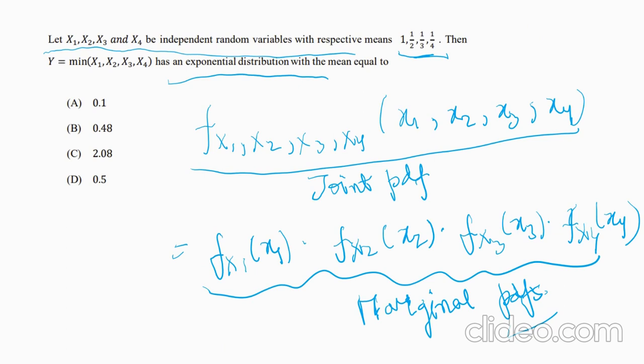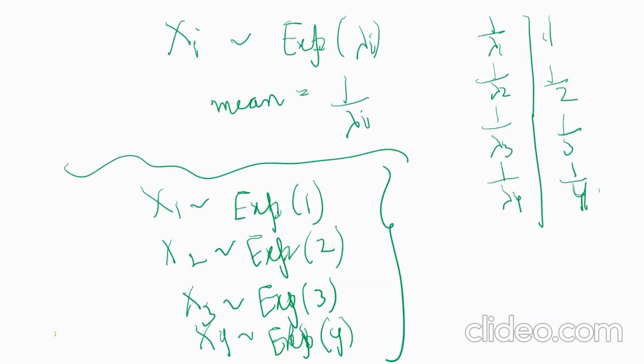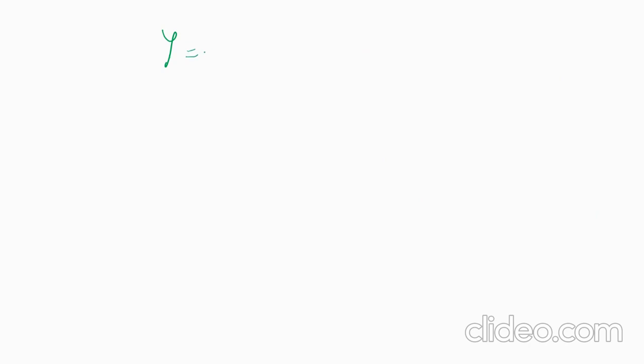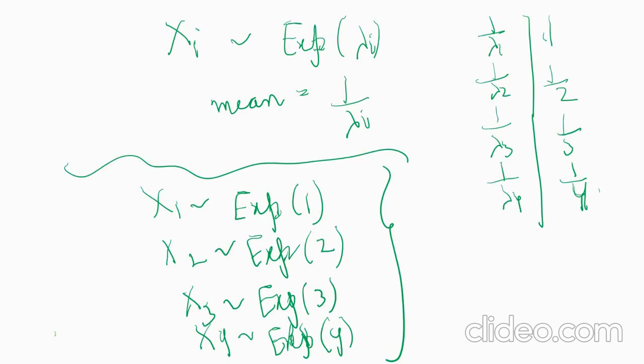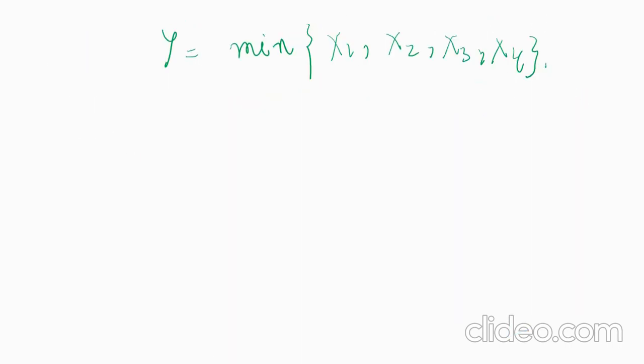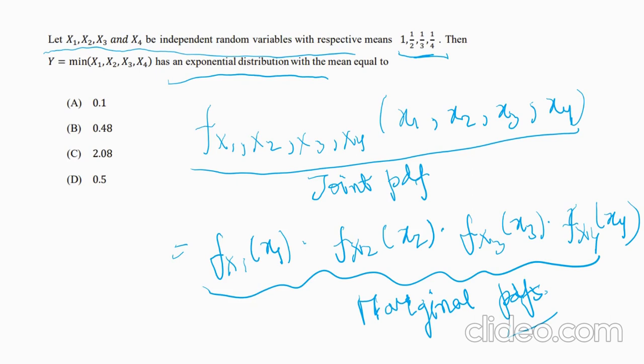Now the question is that y is equal to the minimum of these, which has an exponential distribution with mean equal to what? So y is what? The minimum of x1, x2, x3, and x4, and then we want to find its mean. So this is the joint PDF. So what we need to do is do the multiplication.